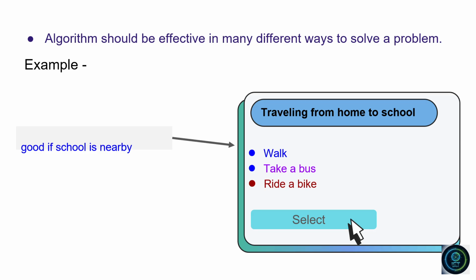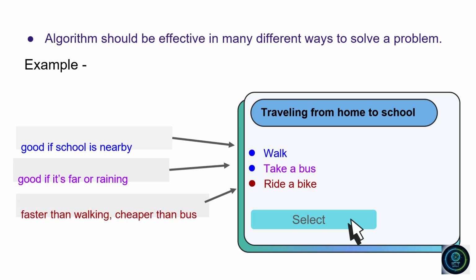If you walk, it's good if your school is nearby. If your school is very near to your home, walking is good. Then take a bus. Taking a bus is good if it's far or rainy. If your school is a little bit far from your home, taking a bus is good. And if it's a rainy day, it's also better to take a bus from your home to school. Then let's see ride a bike. It's a very good option because it's faster than walking and cheaper than a bus.